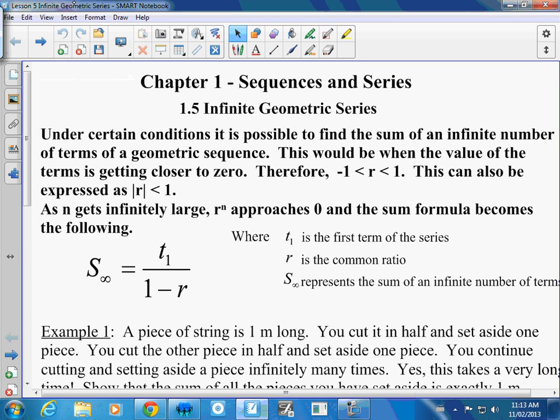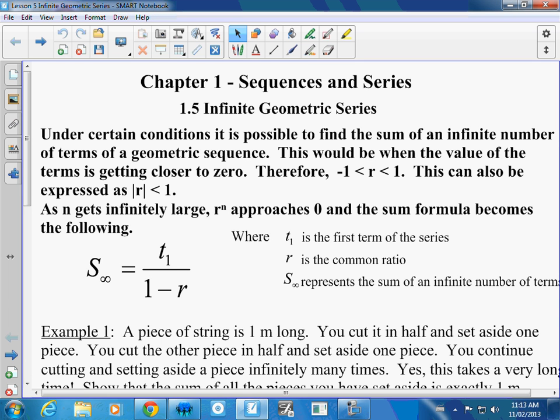So the last part of this chapter is 1.5, infinite geometric series. So we know it's geometric, so it has a, what, d or r? R, common ratio. Infinite means it does what? It goes on forever. Oh, that's kind of weird.